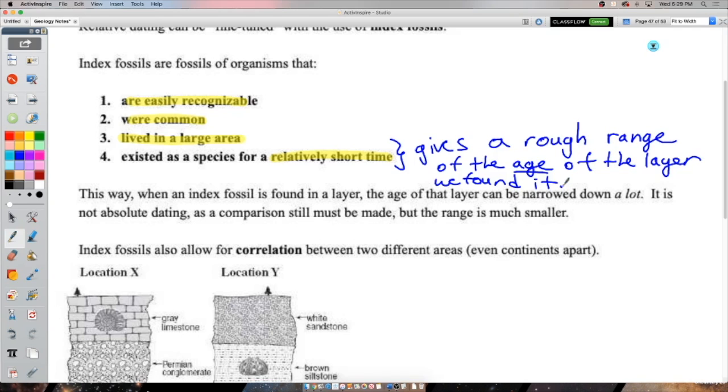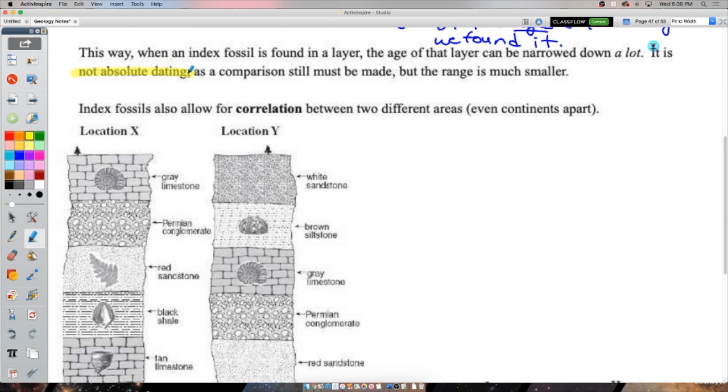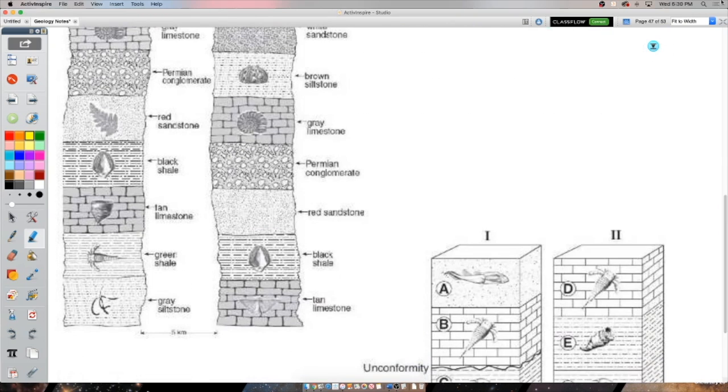We still don't have a number, we don't know how old it is exactly, but we have a much better range than just, well, it's younger than the layer it's on top of, right? We can actually now say, okay, well, it was at least in this few million years. It's not absolute dating because we're still comparing to something else, right? We're still using the fossil to say, oh, compared to this fossil, it's older or younger, but we can put the range in much closer. Okay, so I'll show you what I mean with an example here.